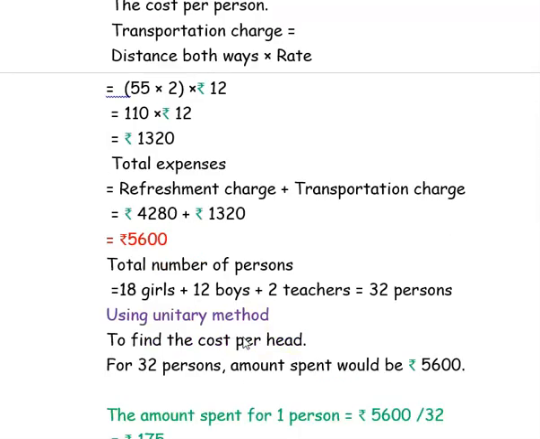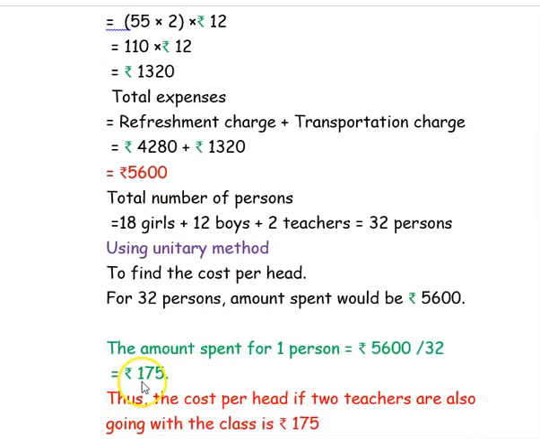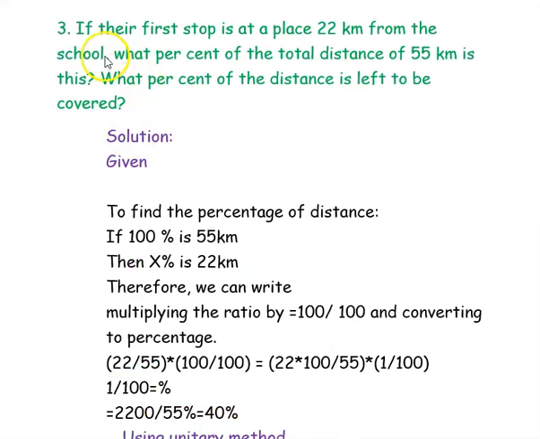So using the unitary method, we can find the cost per head. For 32 persons, the amount spent will be rupees 5600. So the amount spent for one person is rupees 5600 divided by 32. If you divide, your answer will be rupees 175. So thus we can say the cost per head if 2 teachers are also going with the class is rupees 175.